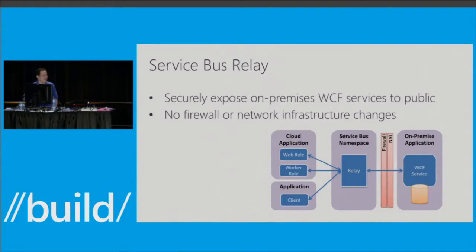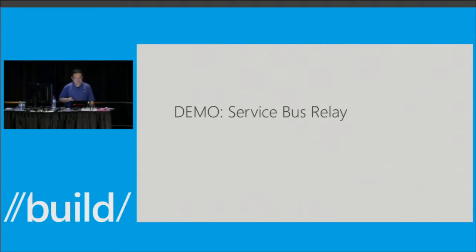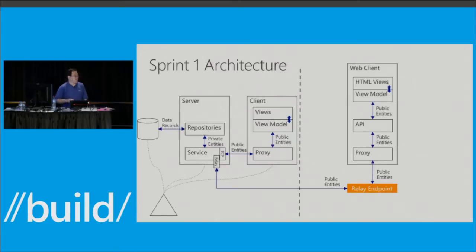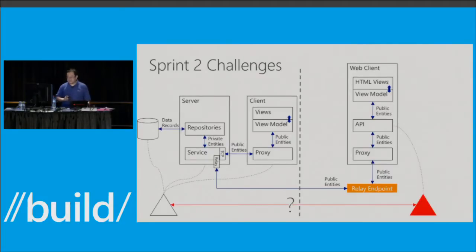So now our client and server have connected over the relay. Okay, we've seen this demo. And just to recap what we've done: after sprint one, we created this relay connection through the Service Bus relay endpoint, and our server and our web client are connected. Now let's talk about the security.